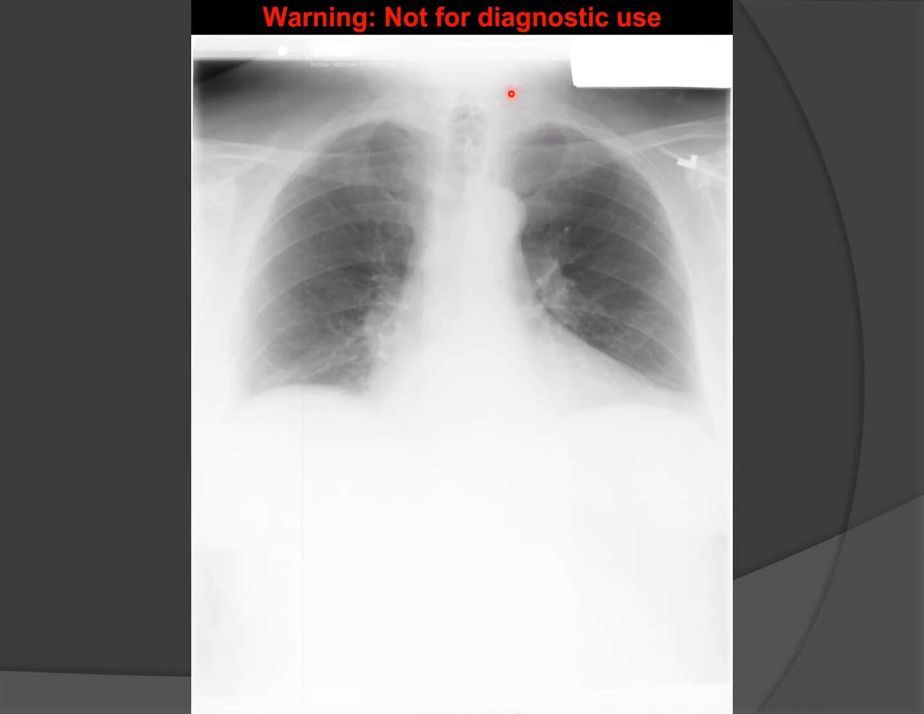Let's look at the number of ribs that we have. 1, 2, 3, 4, 5, 6, 7, maybe 8. So not a very good inspiration on this patient, and we can tell that. We can see that there's a good bit of lung that we can't see here. We need this patient definitely to take a deeper breath.